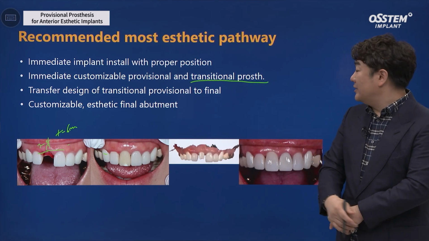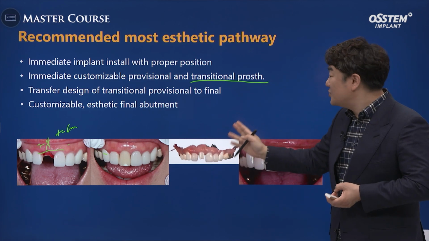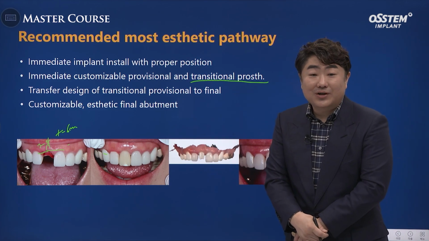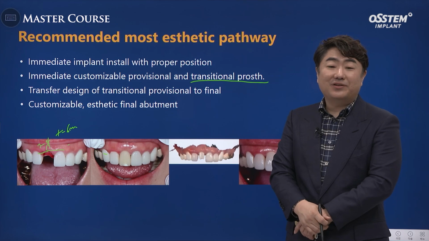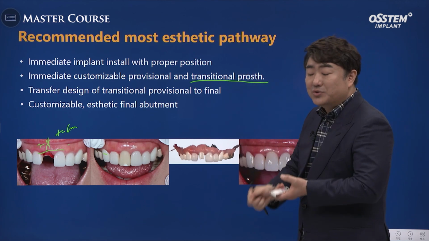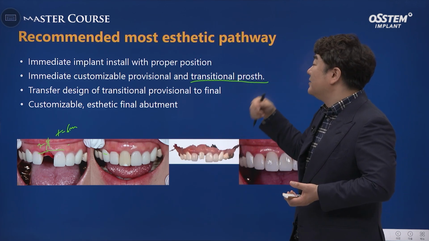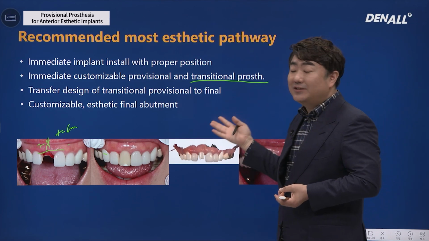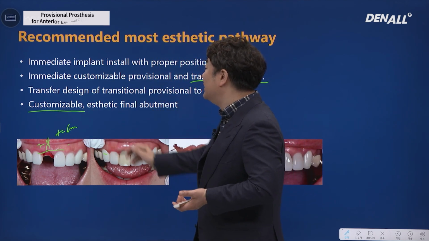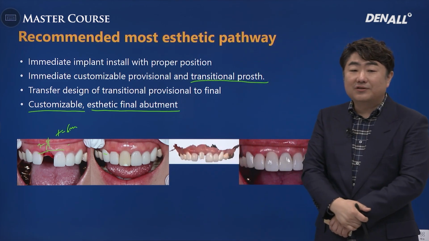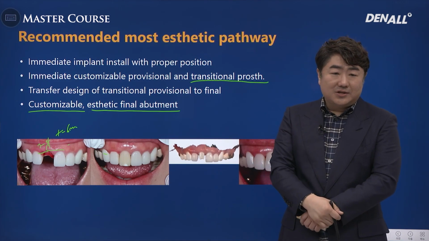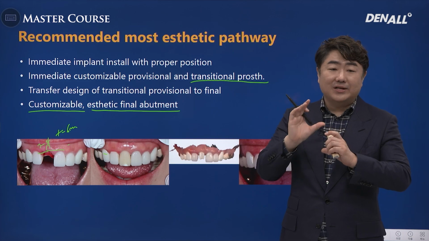The transitional prosthesis design now needs to be converted to the final prosthesis design. You can use an analog method or a digital method. In the anterior zone, we get biologic feedback and patient communication, and it is important to reflect that and make modifications. In fabricating the prosthesis and selecting the abutment, you need to use a customizable and aesthetic final abutment. My recommendation is a zirconia link abutment with about 2 millimeters of cuff.